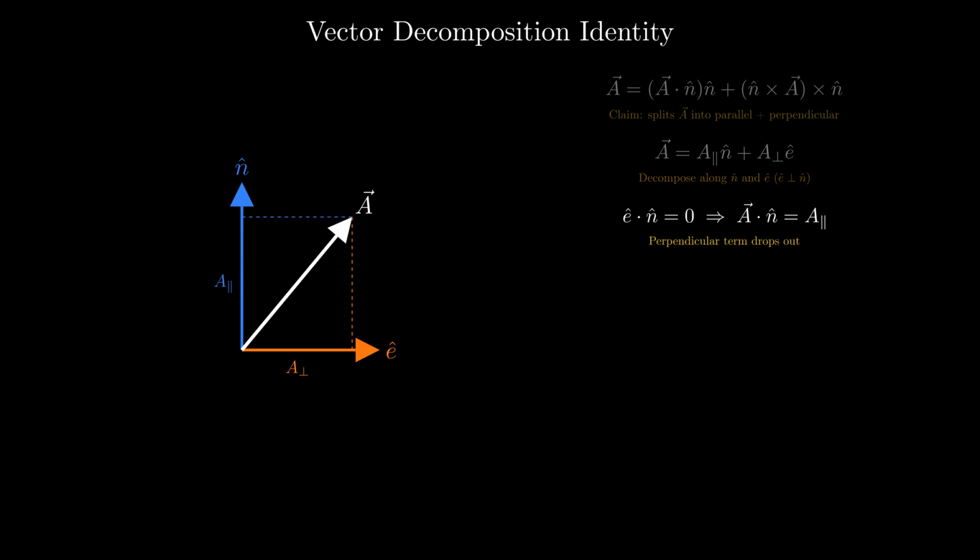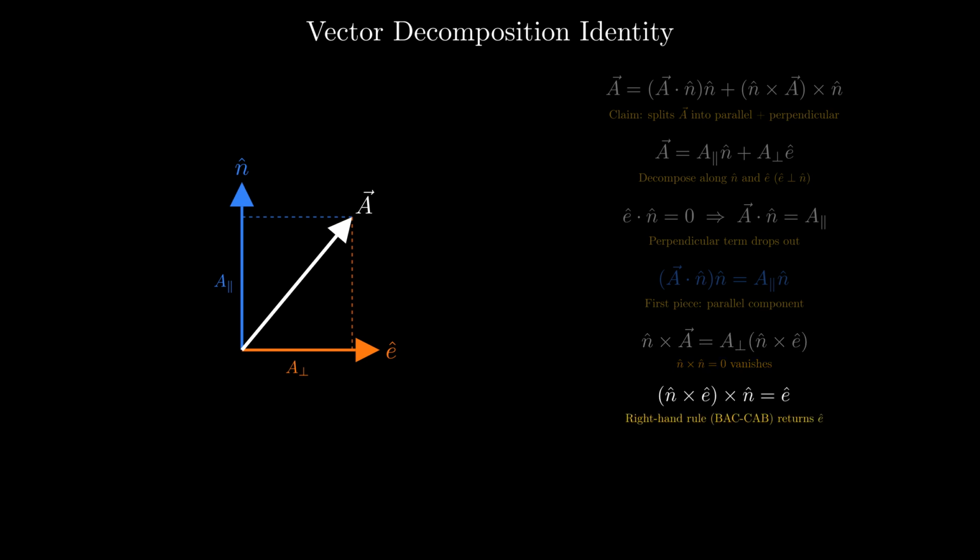Since e hat dot n hat is 0, the dot product A dot n hat picks out only A parallel. So the first piece, A dot n hat times n hat, equals A parallel times n hat. That is the parallel component. Now cross n hat into A. The n hat cross n hat term vanishes, because any vector crossed with itself is 0, leaving A perpendicular times the quantity n hat cross e hat.